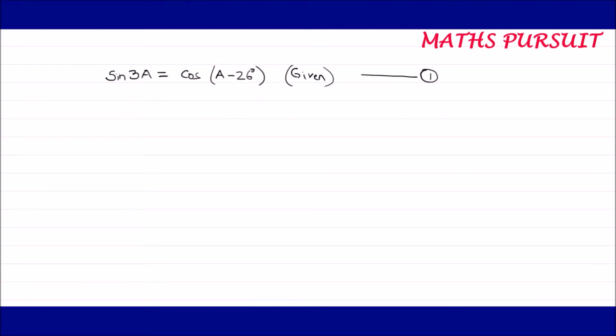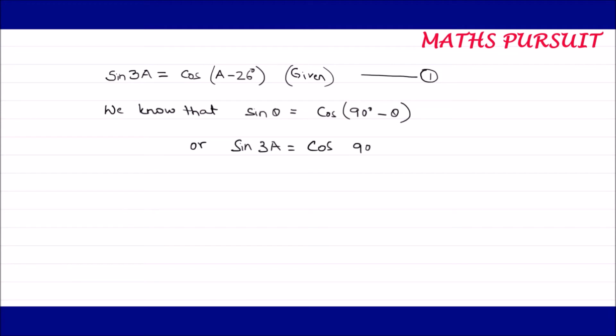Now we know that sin theta is equal to cos (90 degree minus theta). We very well know these things by this time. So I can write sin 3a is equal to cos (90 degree minus 3a).